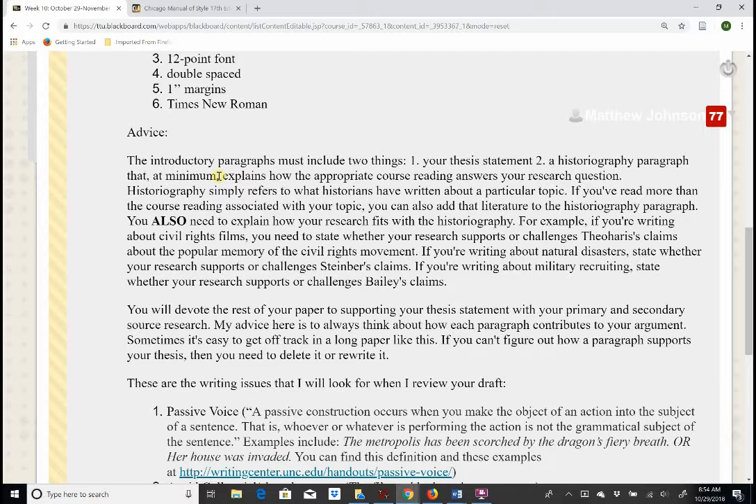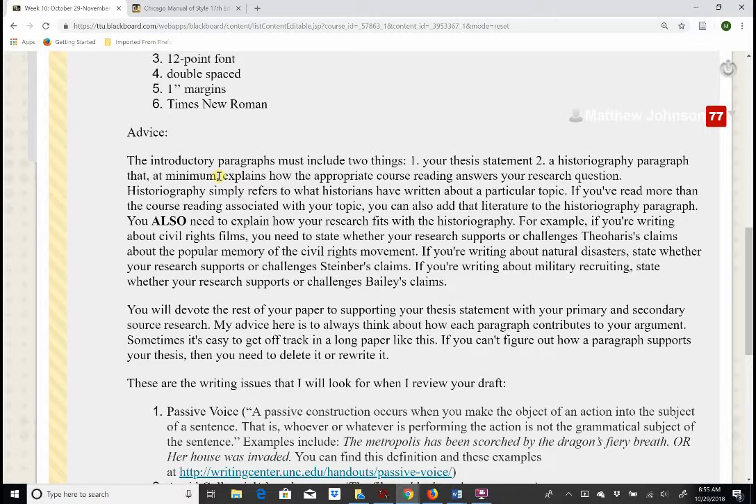And that could simply be a sentence. I have some examples here. If you're writing about the civil rights films, you need to state whether your research supports or challenges Theo Harris's claims about the popular memory of the civil rights movement. Are you supporting her arguments? Are you challenging some of her arguments? It doesn't need to be an all or nothing thing, like you agree with everything Theo Harris said, or you disagree with everything Theo Harris says. But you just need to be clear about how your research fits with hers. Where do you agree? Where do you disagree?